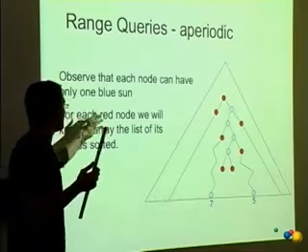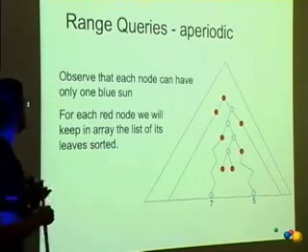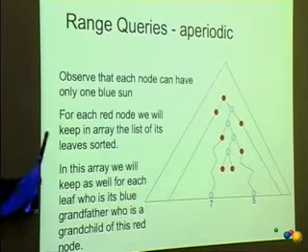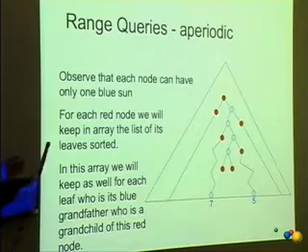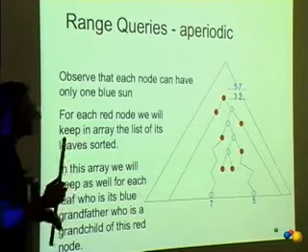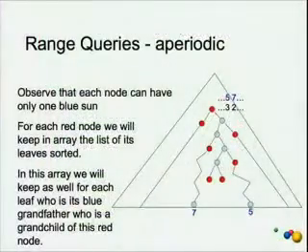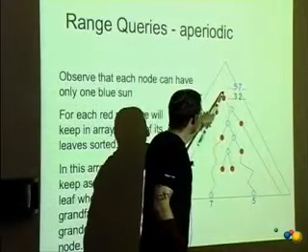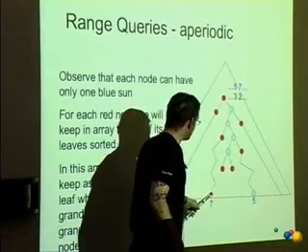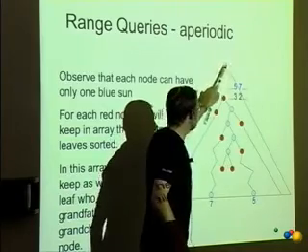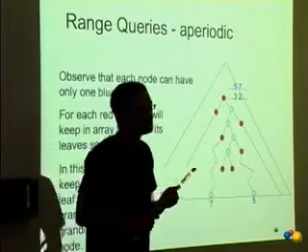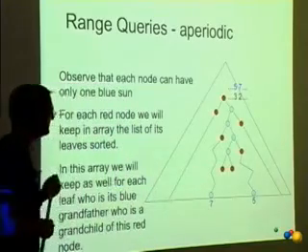As I said, each red node will keep an array of the sorted list of its leaves. And you can easily see that this will cost only O of n log n space, because each node will appear at most log n times. A path from the root to a leaf contains at most log n red nodes, because it always halves the size.